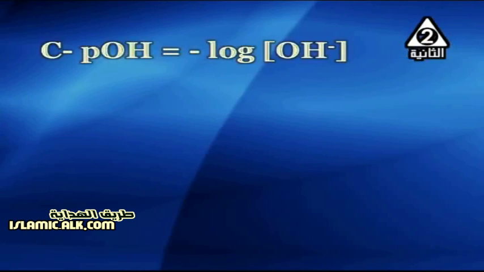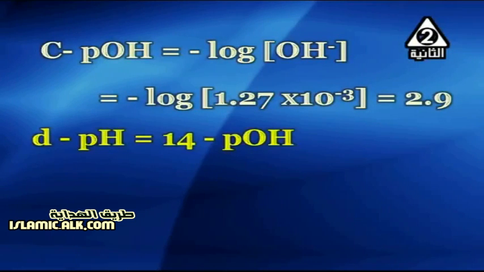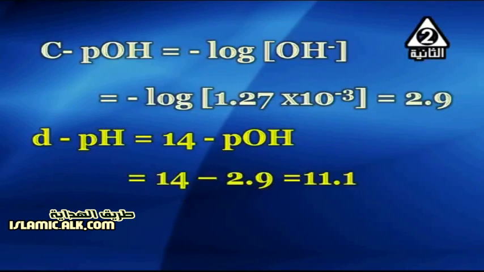Then pOH equals negative log of the concentration of hydroxide ion. So negative log 1.27 times 10 to the power negative 3 equals 2.9. And then pH equals 14 minus pOH. So 14 minus 2.9 equals 11.1.